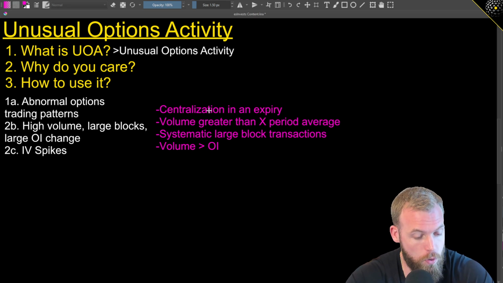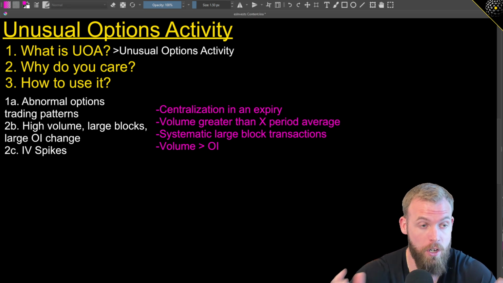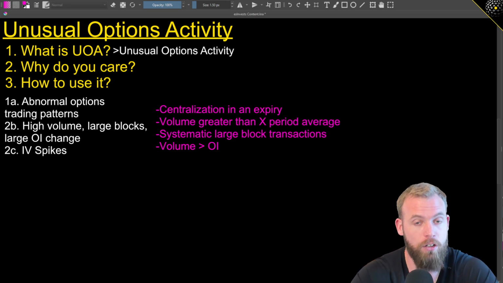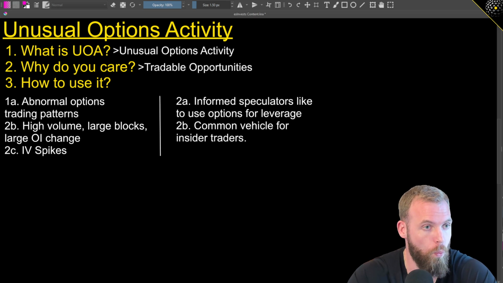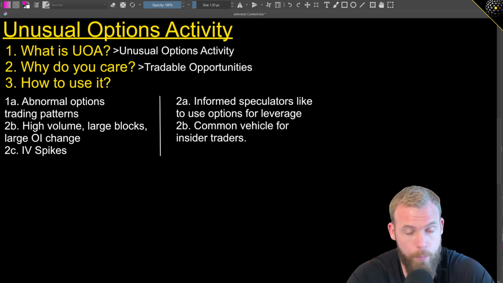So unusual options activity essentially is when we take a baseline assessment of whatever we're looking at. Typically it's done through different scans, and Barchart has some great tools I'm going to show you in a minute to help with this process. And it looks for anomalous circumstances. So why should we care? Well, it's because there are tradable opportunities here.